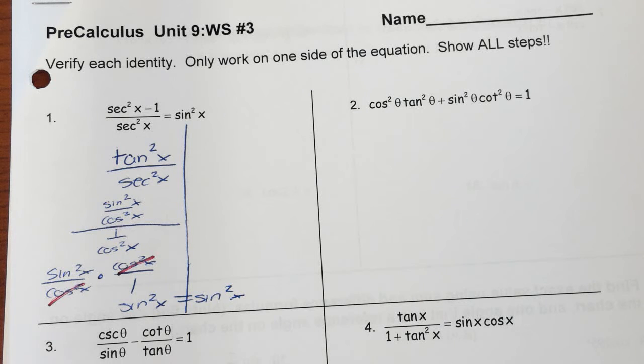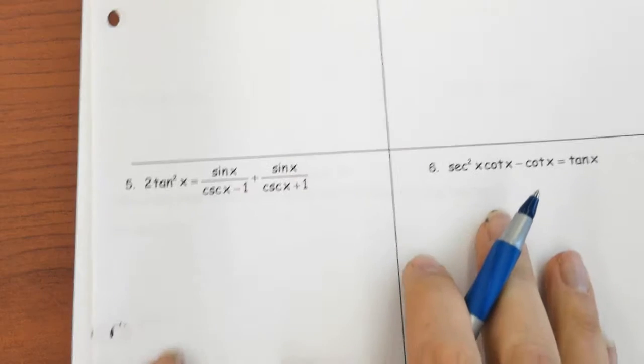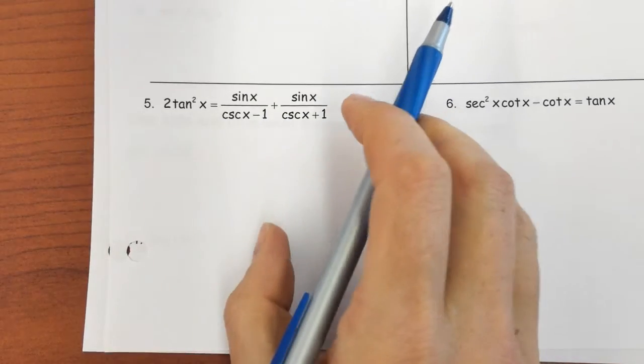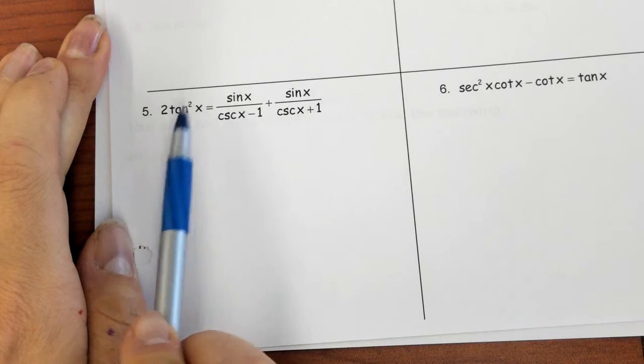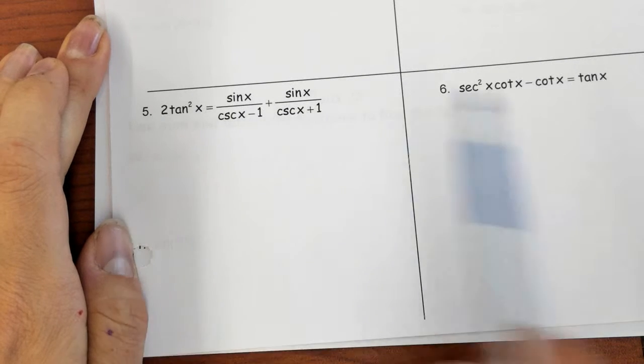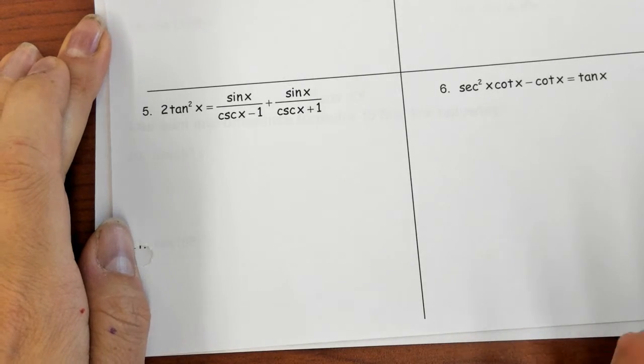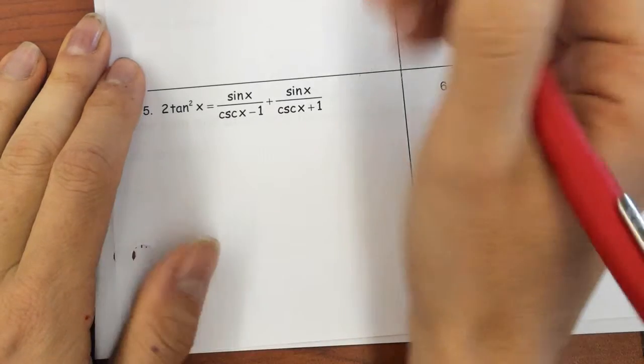Let's try number 5, because it just looks messy, and we're doing the right side. Again, the reason I'm doing the right side is it is more complicated than the left. It's easier to go from more complicated to less. So this one, I see I'm adding. So my first step is probably, let's get a common denominator.